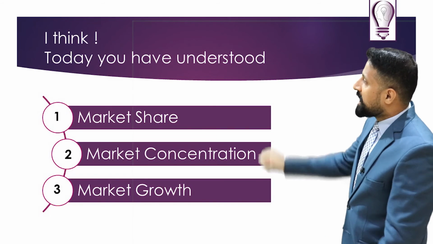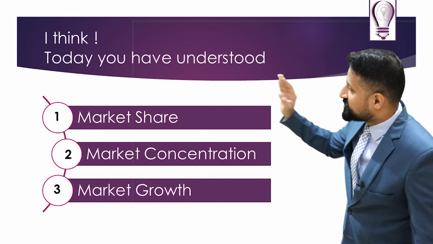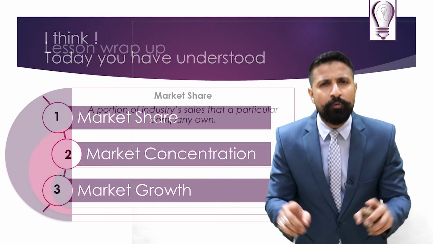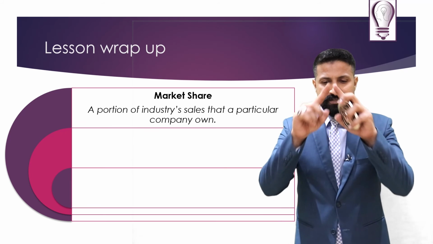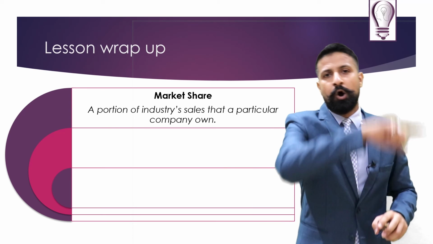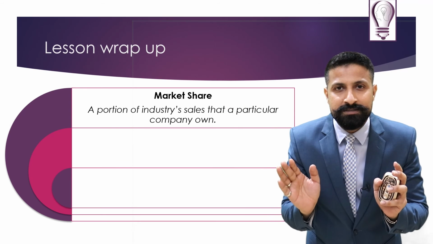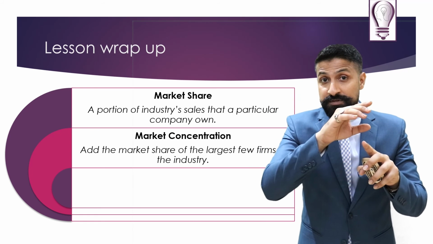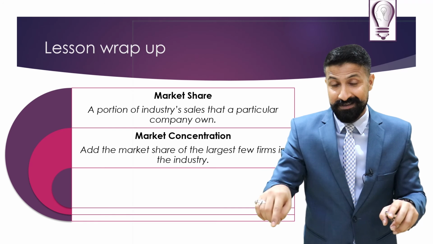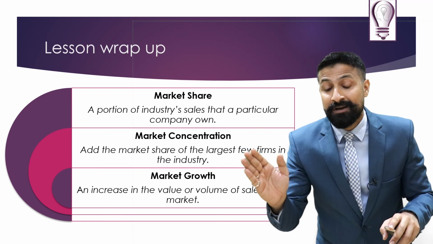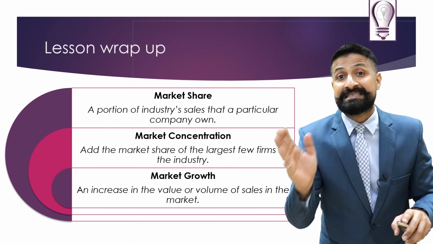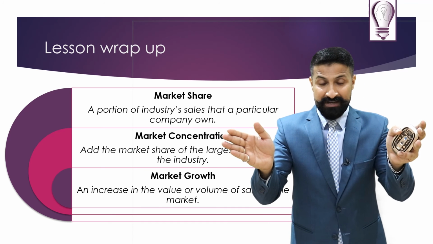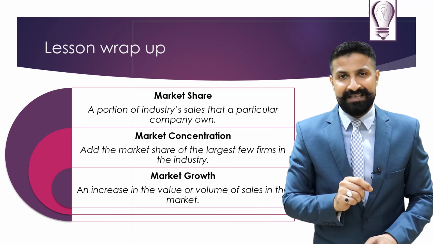So I have covered all these 3 points today: market share, market concentration, and market growth, and I will now give you a quick wrap up. Market share, a percentage of sales held by one business over a whole market. Market concentration, a percentage held by a few big firms over a whole market. And market growth, how much one firm has increased its market share. This is called market growth. Getting my point? So I think you have understood today's lecture.